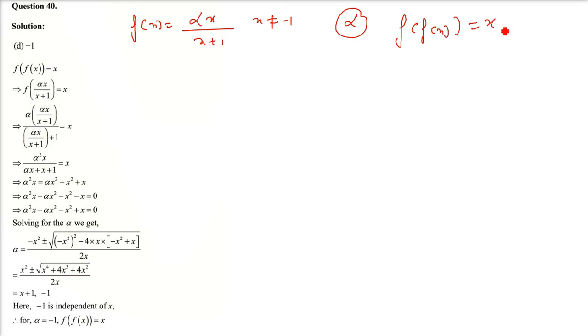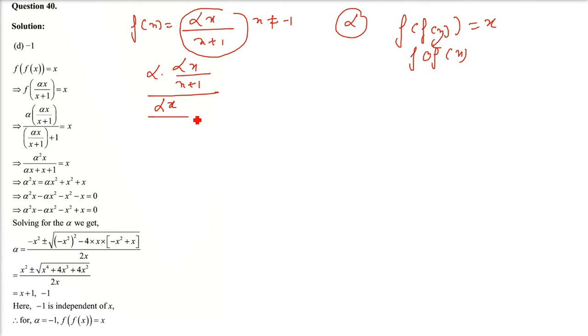So you are essentially finding f of f. So wherever you have this f(x), just take that value and put it inside this expression. That is, in place of x, I am going to put alpha x by x plus 1, numerator. Then coming to denominator, same thing. In place of x, I am putting alpha x by x plus 1. So you have alpha x by x plus 1, and here you have plus 1.